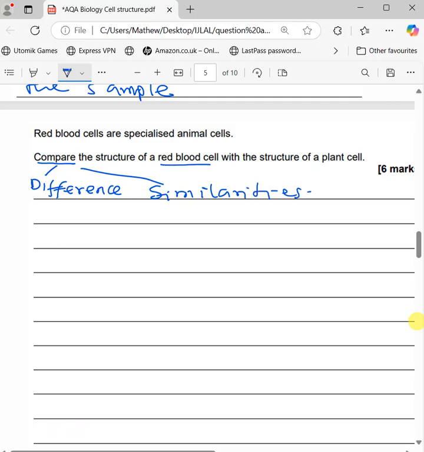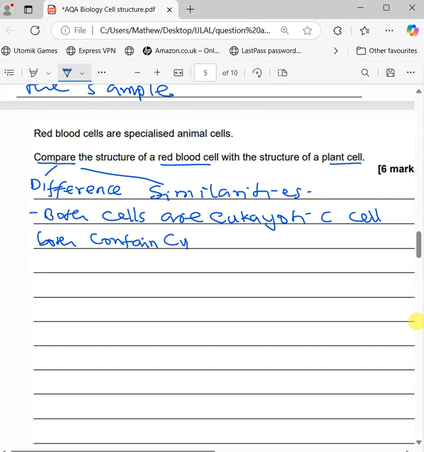Now, red blood cell and plant cell, first I will write that both cells are eukaryotic cells. So both cells contain cytoplasm, and both cells contain cell membrane. So they all have it. So that's the similarities.